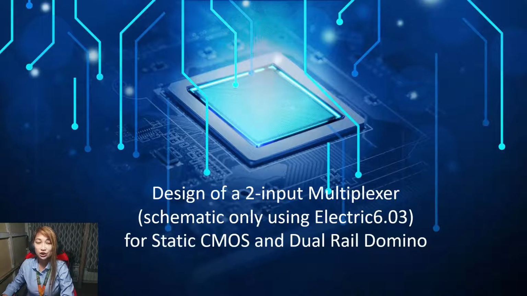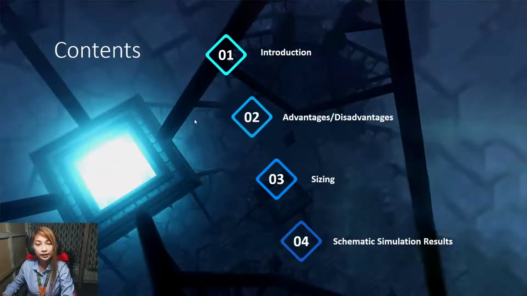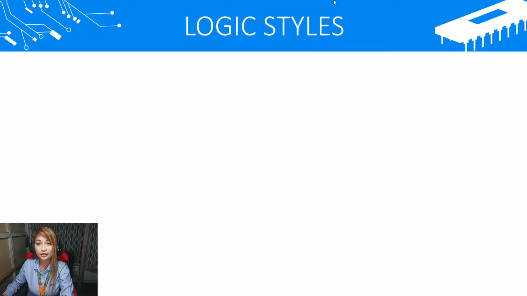ECE222-D01. So I was tasked to design a schematic of a 2-input multiplexer for static CMOS and dual rail domino using Electric 6.03. The contents of my presentation include the introduction, advantages and disadvantages, sizing, and schematic simulation results. So let us now first proceed with the logic style.